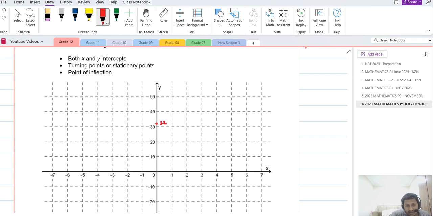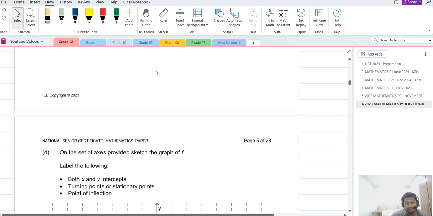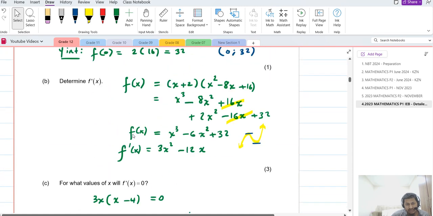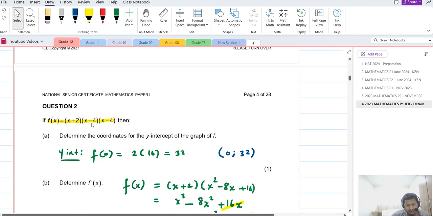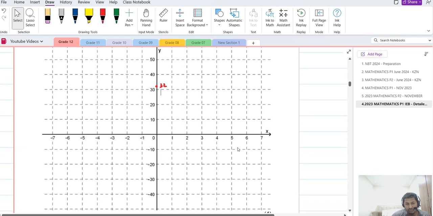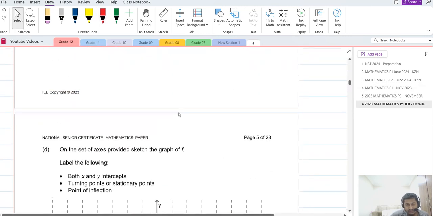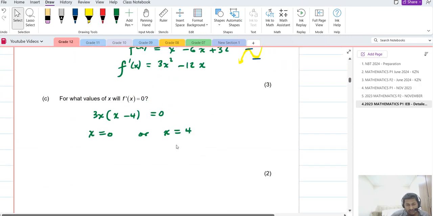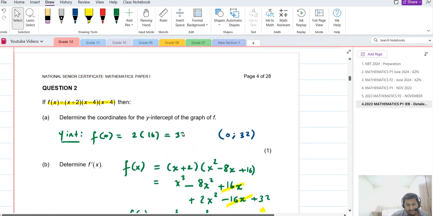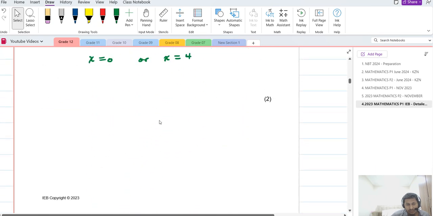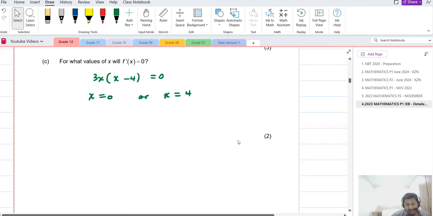My x-intercept was... x-intercept you get from here, minus 2 and 4 only, so it's touching the x-axis at minus 2 and 4. So the graph should go up, right? So where else is the turning point? The turning points are at 0 and 4. 0 and 4 are my turning points.